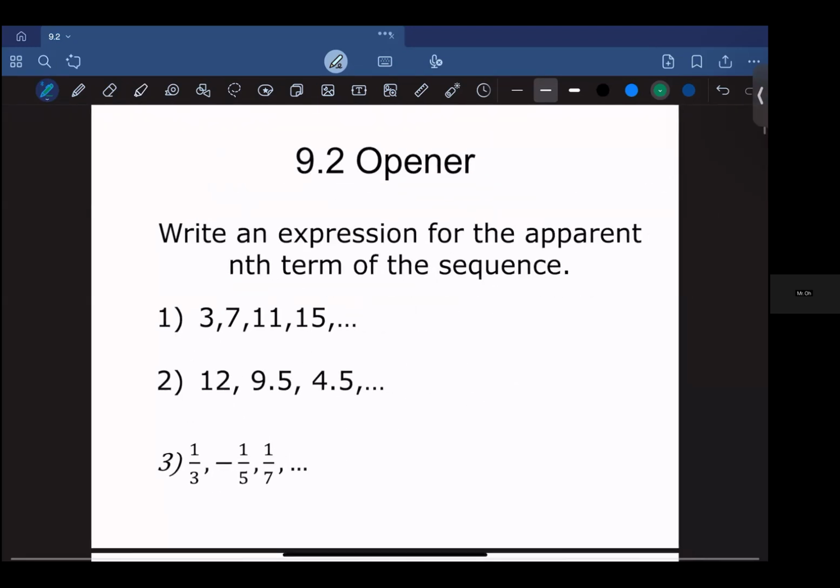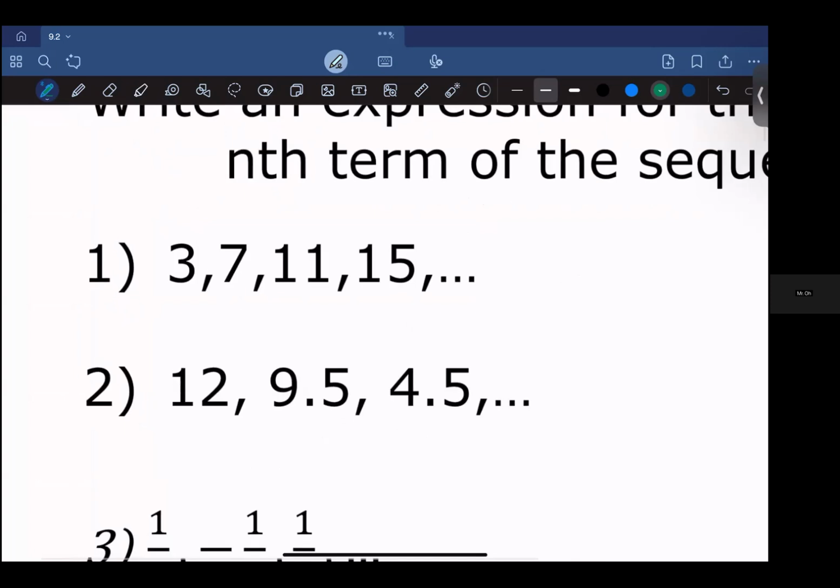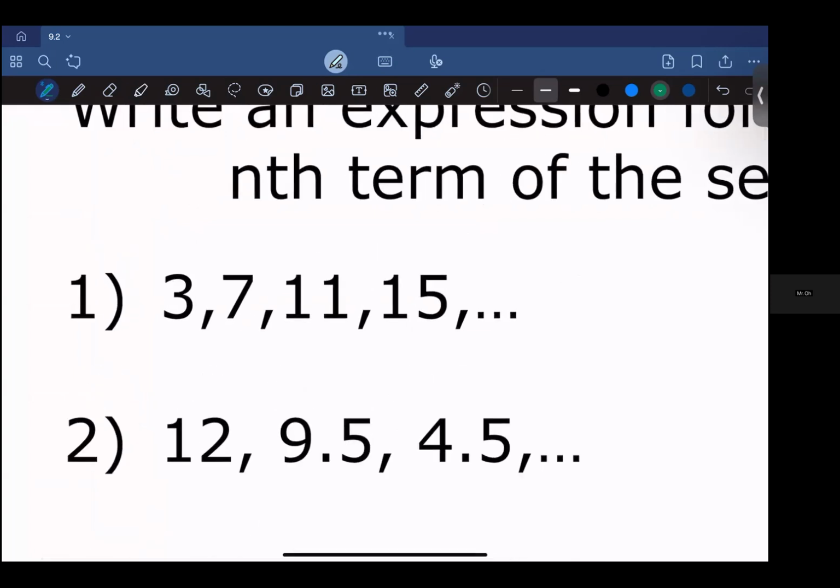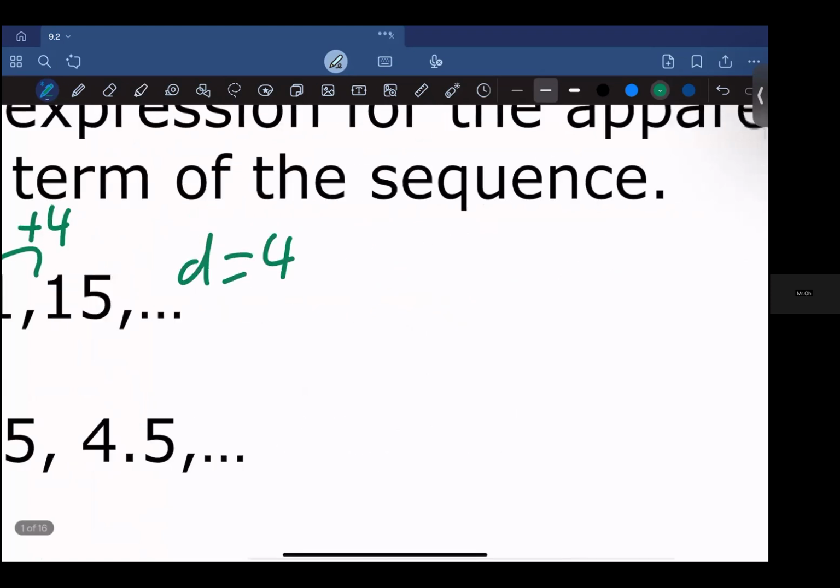But we have the 9.2 opener right here. This is a recap from 9.1. So let's look at this first set of numbers and create a sequence from it. So we have 3, 7, 11, and 15. I see that the difference happening here is plus 4. So my common difference would be 4.